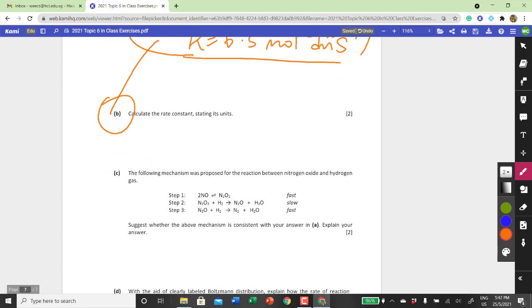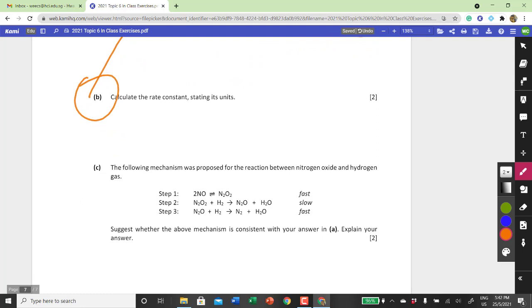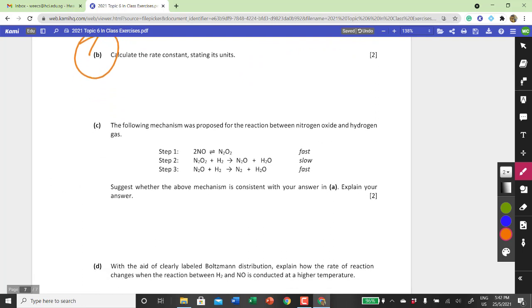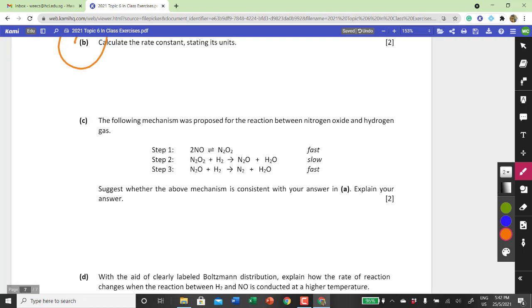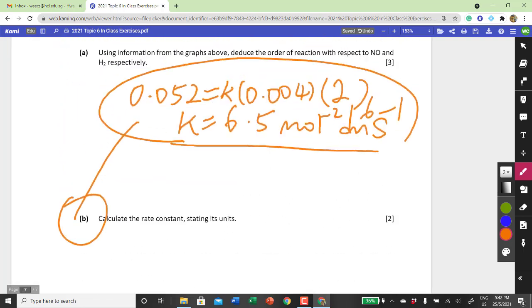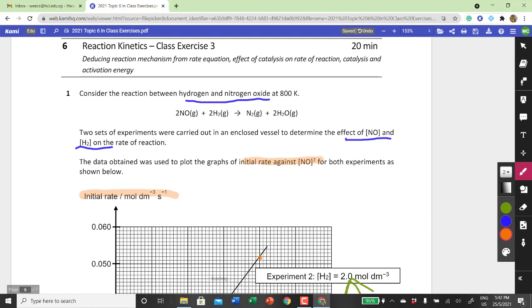And of course, the important thing about this particular in-class exercise is really for us to take a look at the mechanism. So this particular mechanism is being proposed. First of all, we have to look back at the overall chemical reaction: two equivalents of NO react with two equivalents of H2 to give you one equivalent of N2 and two equivalents of water. So the stoichiometric ratio is 2:2:1:2.